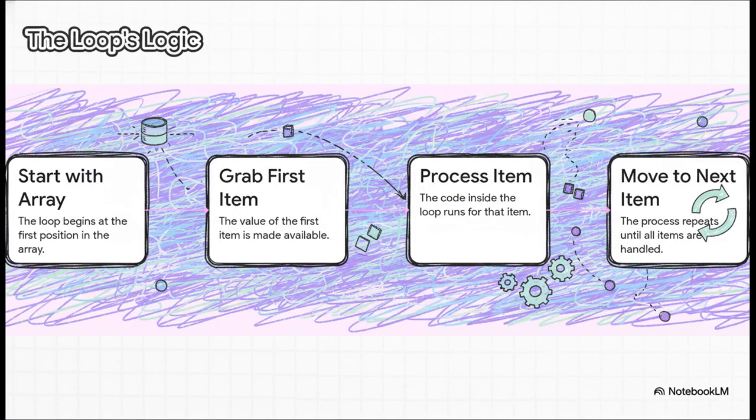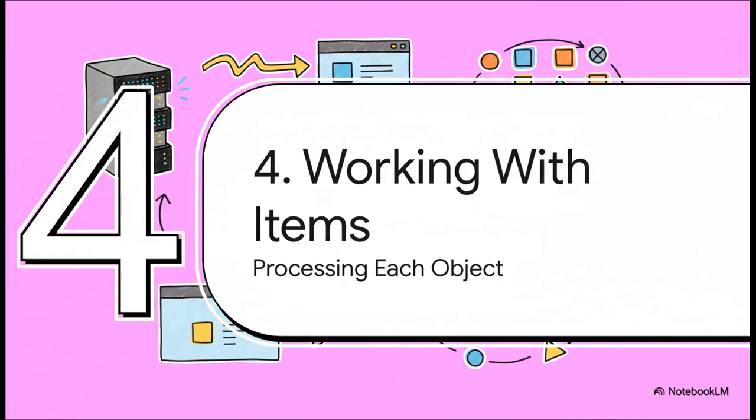The logic is just beautifully simple, right? The loop starts at the very beginning of our array, it grabs that first item, and lets us do whatever we need to do with it. Once we're done, it automatically moves to the next item and repeats the whole thing until every single item in our list has been processed. Okay, so our loop is handing us each product, one by one. Let's zoom in on that step where we process the item. How do we take that single object and get its data ready for the big screen, for the web page?